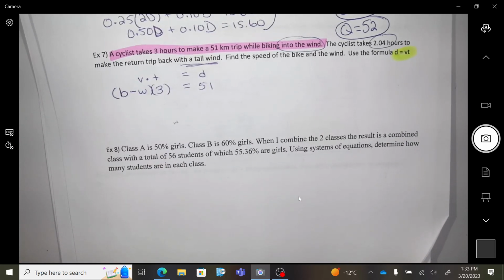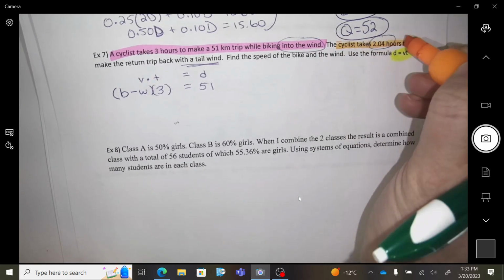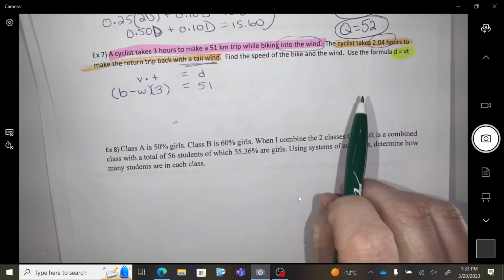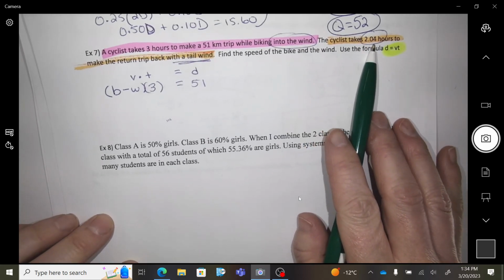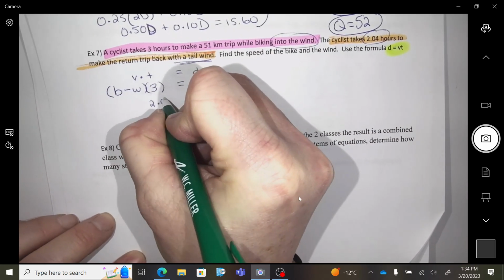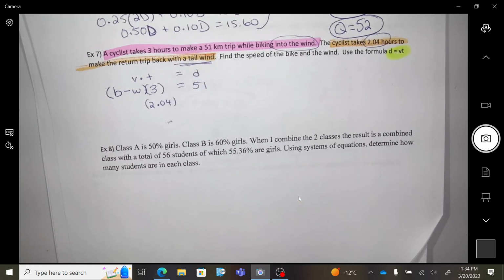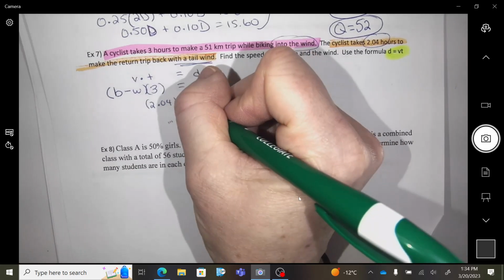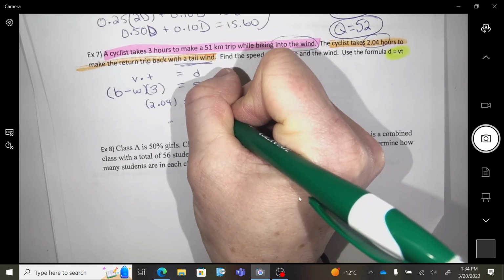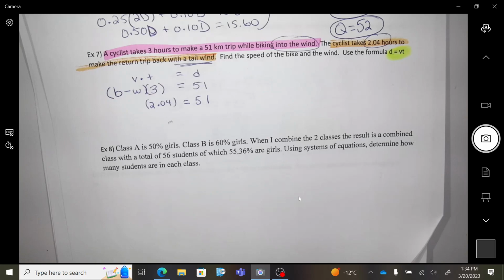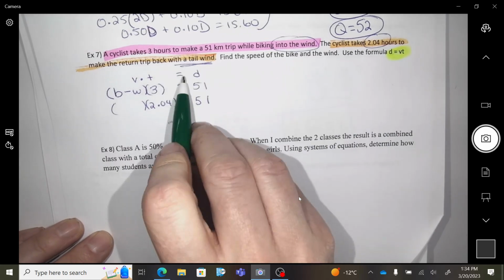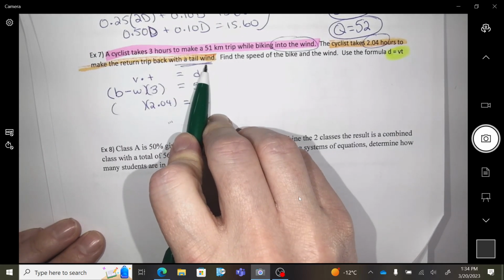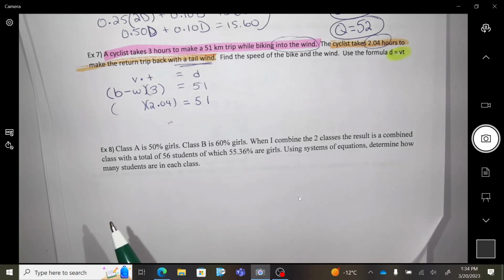Okay, now let's talk about the return trip. The cyclist on the way back takes 2.04 hours. So there's the time, 2.04 hours, to make the return trip. Guess what the distance is? The same, because he's doing the same trip, just on the way back. And this time, there's a tailwind. So that's on your back. Think about the wind behind you. It's going with you. So what happens to your bike speed?